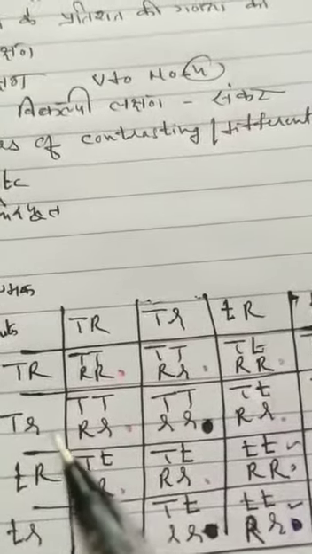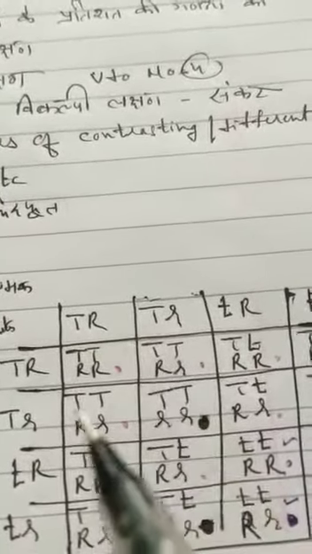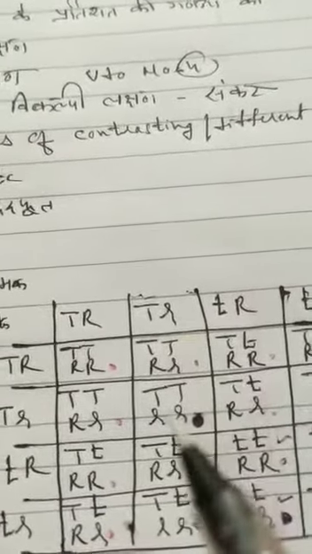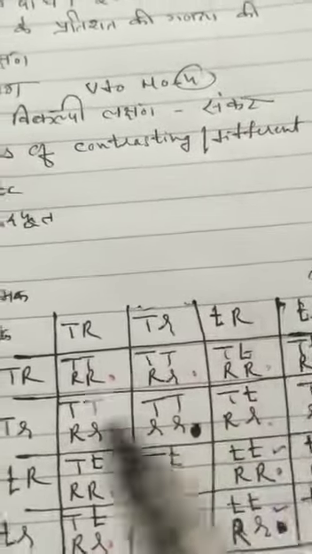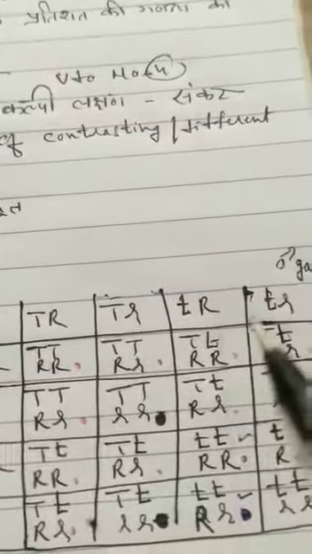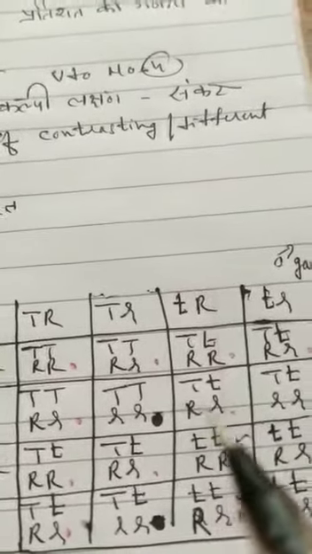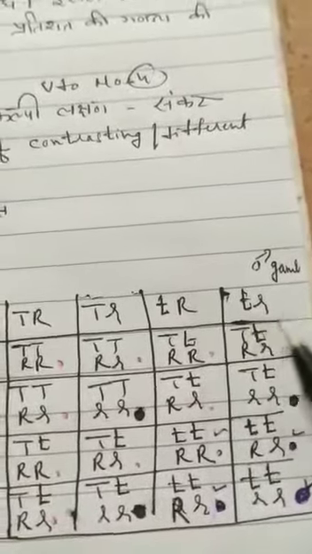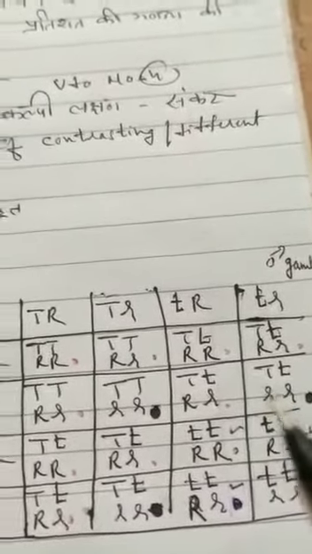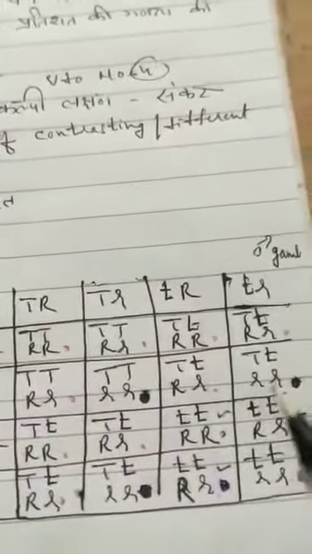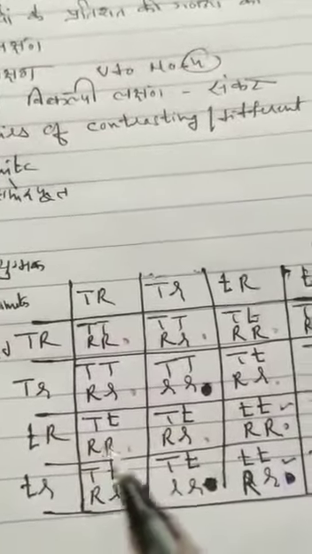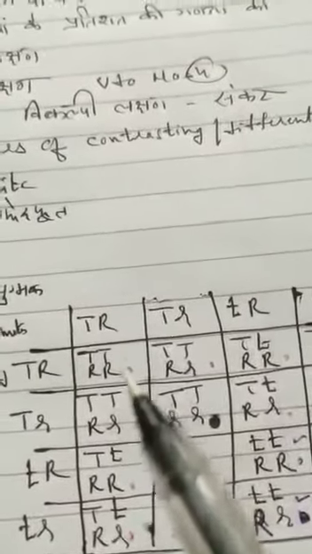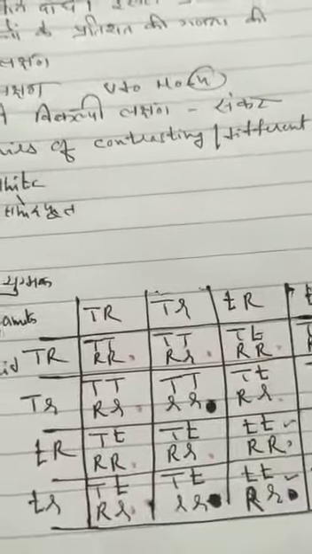Capital T with small r, capital T with capital R, TTRR. This capital T small r, capital T small r, TTRR. Capital T small r, small t capital R, TT capital R small r. Capital T small r with small t small r. We will write here capital T with small r with small r. In the same pattern we will complete the checkerboard, and after this we will analyze the phenotypic characters here.